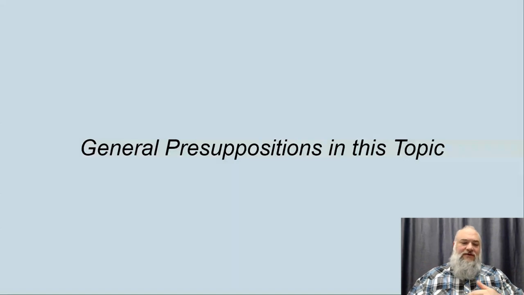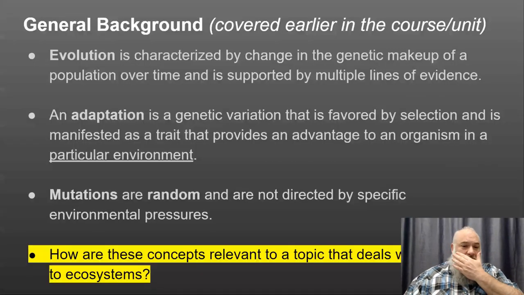All right, so there are some general presuppositions that you have to keep in mind as we get into this topic, that we've covered earlier in this unit or earlier in the course. Just some stuff about evolution, guys. Remember that evolution is characterized by change in the genetic makeup of a population over time. And we've got a lot of different evidence for that, right? What we're looking for is those changes in genetic makeup often lead to an adaptation that is favored by selection and then is manifested as a trait that provides an advantage to an organism in a particular environment. So the adaptation gives it an advantage in that particular environment.